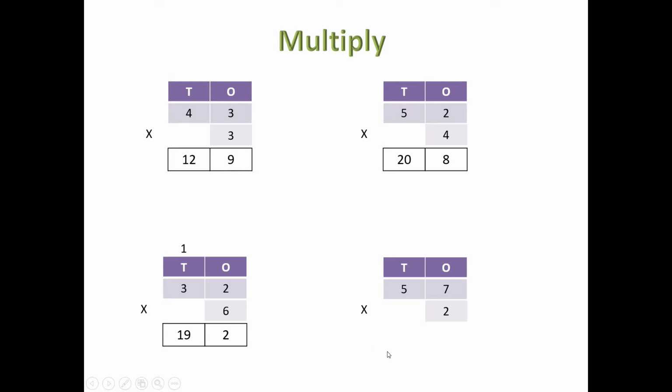Next one is 57 into 2. First multiply 2 with 7. So 2 into 7 is 14. Write 4 in the answer and carry over 1. 2 fives are 10 and plus 1, 11. So 114 is the answer.